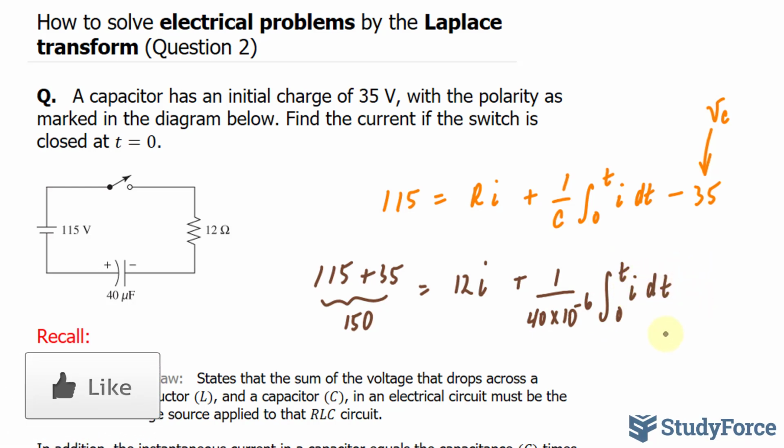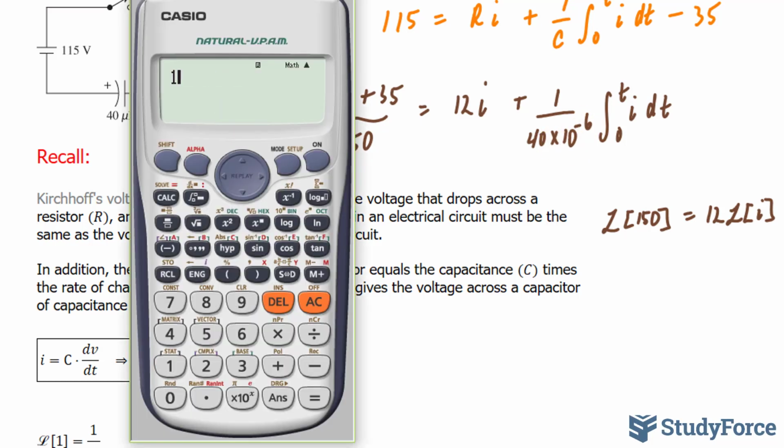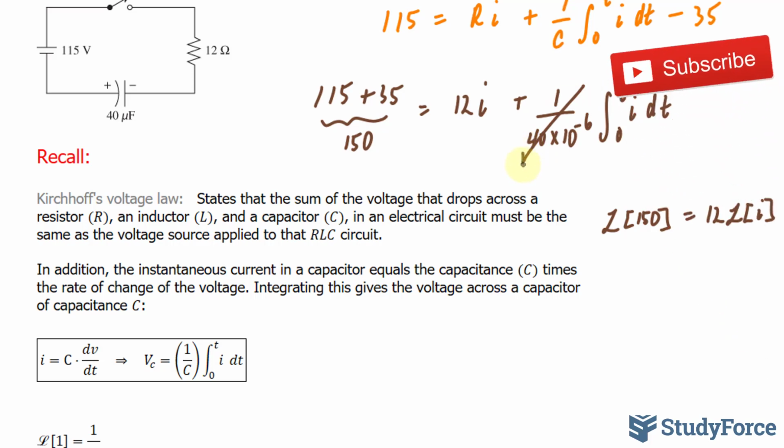Next, we have to take the Laplace transform of each individual term. Starting with the one on the left, we'll take the Laplace transform of 150. That's equal to the Laplace transform of 12i, which is 12 times the transform of I. I pulled out that 12 and took the Laplace transform of I only. Now I need to take the Laplace transform of this integral. First, I'll evaluate what 1 over 40 times 10 to the power of negative 6 is. It gives us 25,000. So this can be replaced with 25,000.